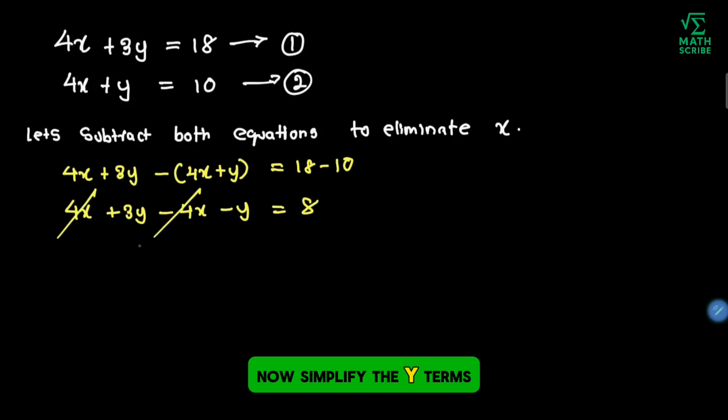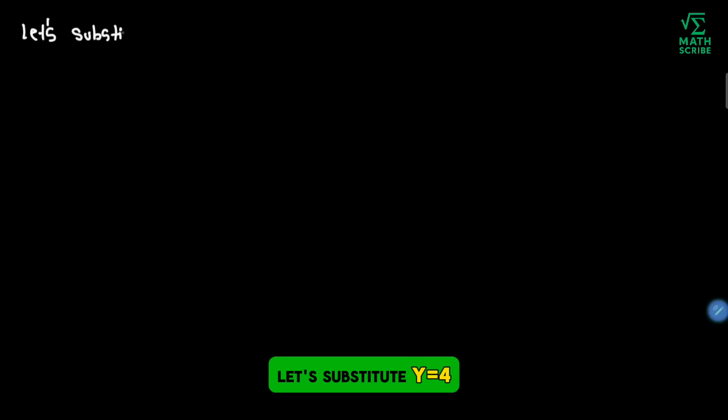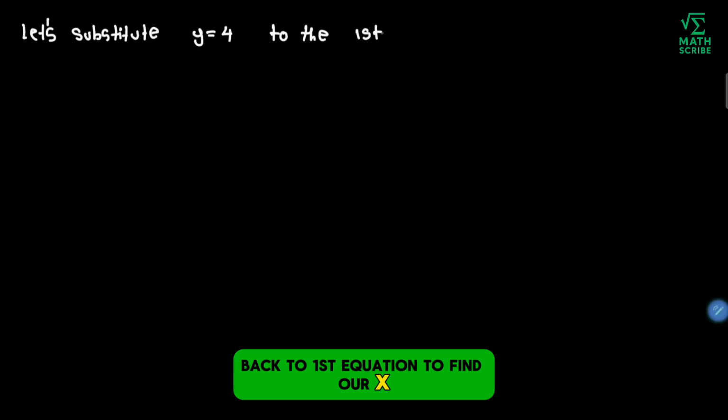Now simplify the y terms. 3y minus y leaves us with 2y. So we have 2y equals 8. Divide both sides by 2. We get the final answer of y equals 4. Let's substitute y equals 4 back into the first equation to find our x.